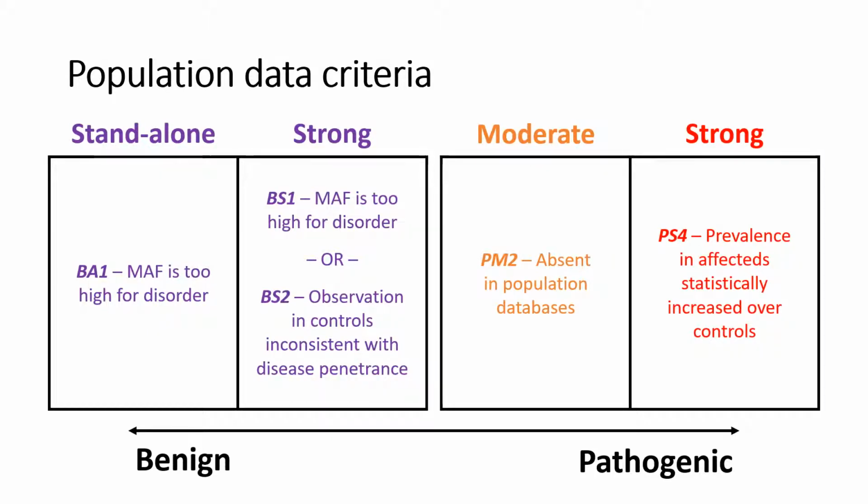Population data is useful in assessing a variant's potential pathogenicity by looking at the frequency of the variant in a control or general population. Depending on how common or rare the variant is, that can be used as evidence to either support that a variant is too common to cause disease or is rare enough to potentially be pathogenic. There are 5 criteria in the ACMG AMP guidelines that look at variant frequency, which we will go through in more detail.